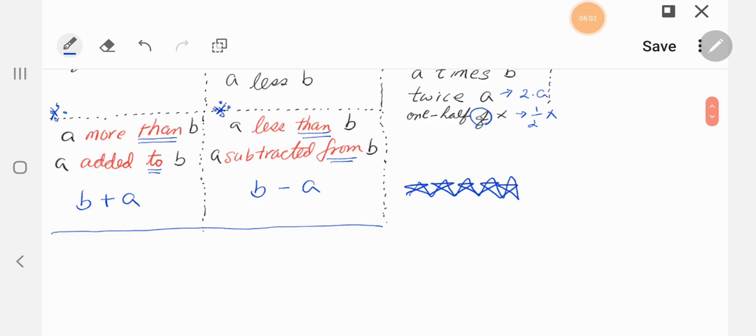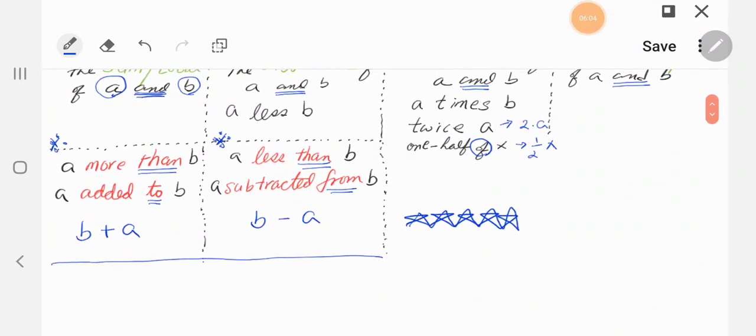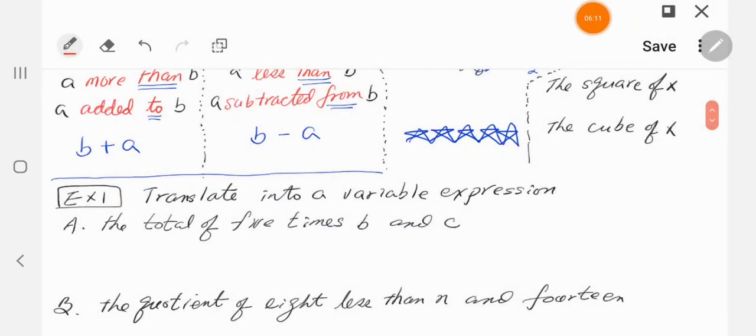Then using these properties, let's translate the verbal expressions into variable expressions. I forgot to mention another phrase. The square root of x means, in this case, x is squared. The square root of x means x squared, and the cube of x means x is cubed. It's x cubed.